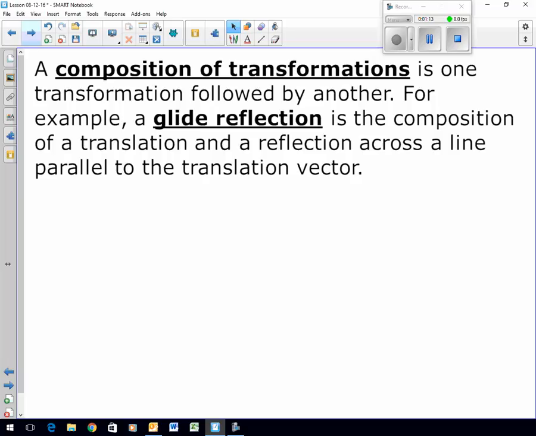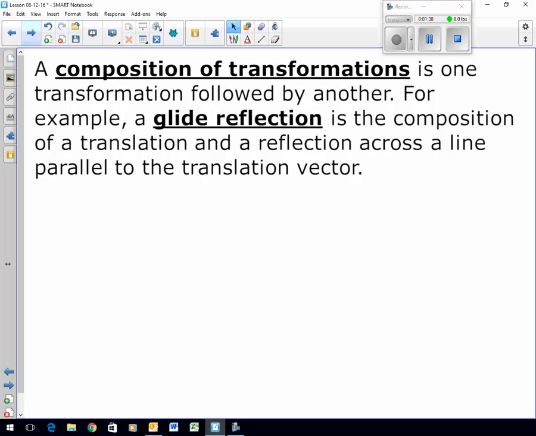Composition of transformations is one transformation followed by another. Remember, we went over this a little bit yesterday, correct? I asked, was it legal to do more than one transformation in a problem? Yes, it's legal. There's nothing illegal about it. Matter of fact, it happens more frequently than just having a single transformation.